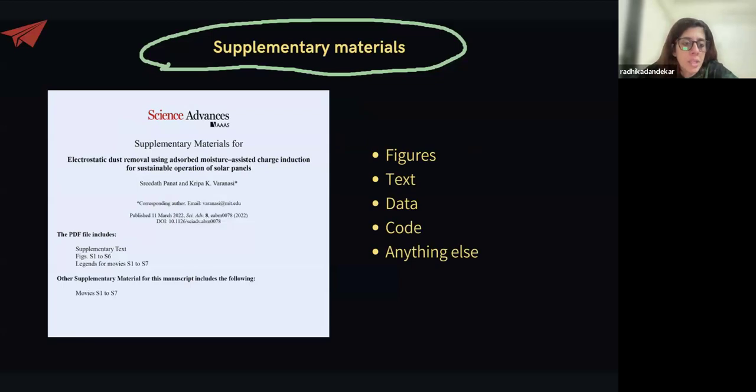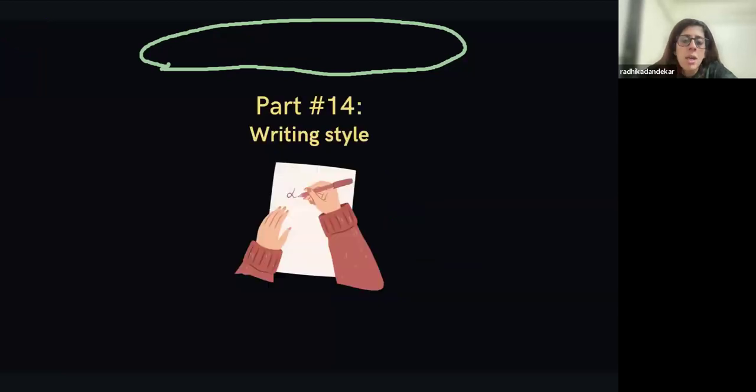Now, this is the supplementary section. If there are a lot of references that you want to add, or if it so happens that there are a lot of references that cannot be added to the references section, you can use a supplementary section. It's not mandatory, but you can add data like figures, text, code, or anything else that you want to mention.